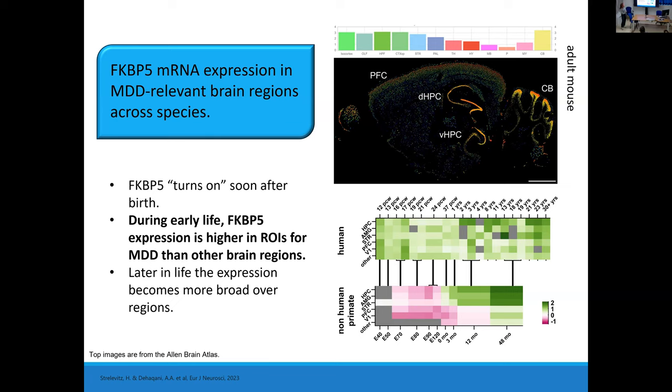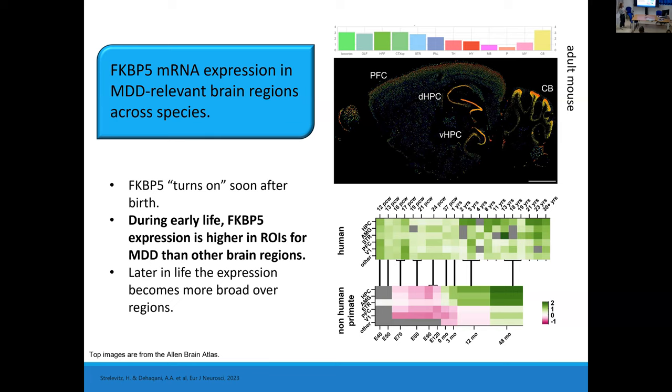where the expression of the gene is much, much, much stronger in MDD relevant regions, particularly during early life. You can see it a little better in the human because there are more time points available, but the expression of the gene is much higher in regions that are implicated in MDD versus others, and that becomes a little more evened out over time. This stood out to me because, going back to those two hypotheses of pathogenesis, they both are implicated in early life stress. And the idea that in early life this gene is super active in relevant regions also means that it's vulnerable to disruption. So I thought there was something exciting there.